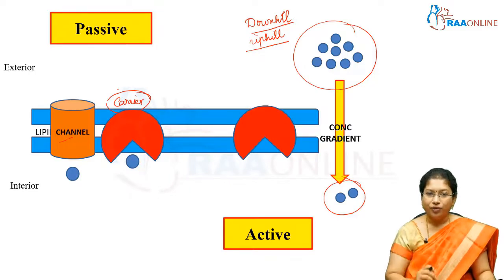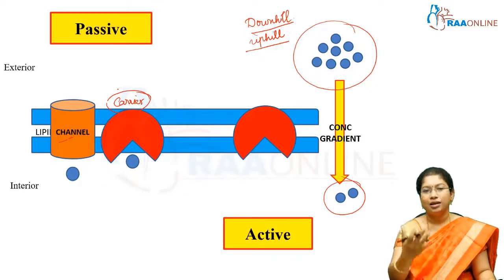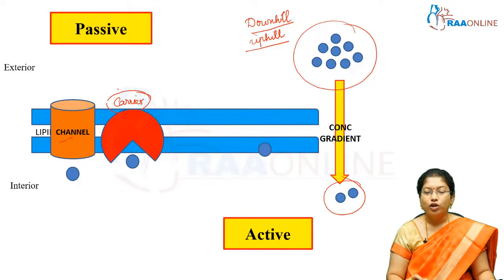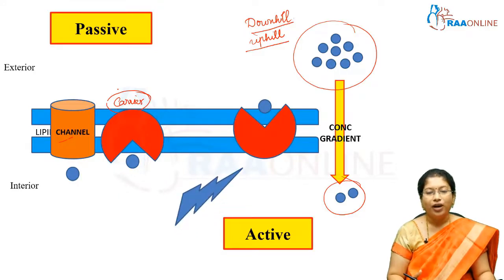Next, coming to the active. Active transport. Here you can see the carrier is facing the interior of the cell where the concentration is low. That means you are going to shift the molecules from inside to the outside. That means against the gradient, we call it uphill movement. So, active transport means we are going to shift the molecules from interior to exterior against the gradient with the help of energy, with the help of ATP. Then we call this mechanism the active transport mechanism.